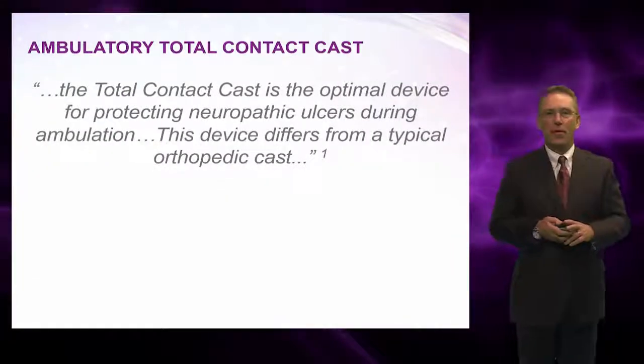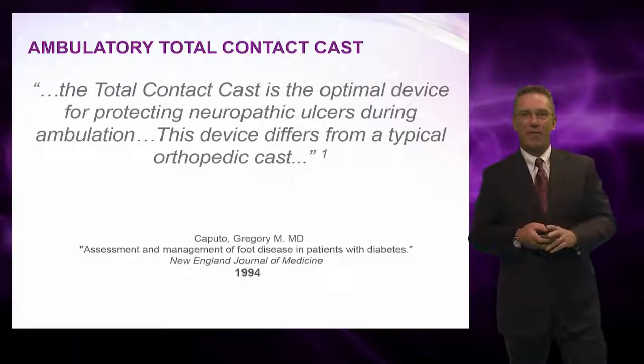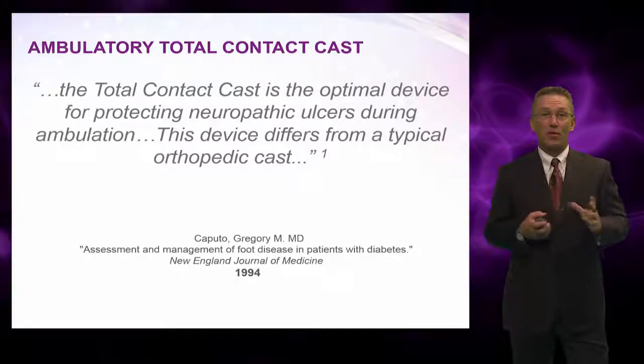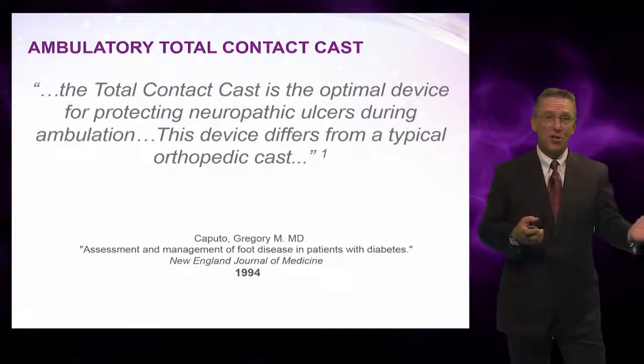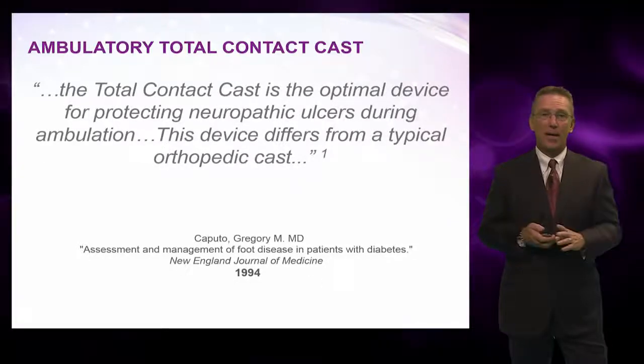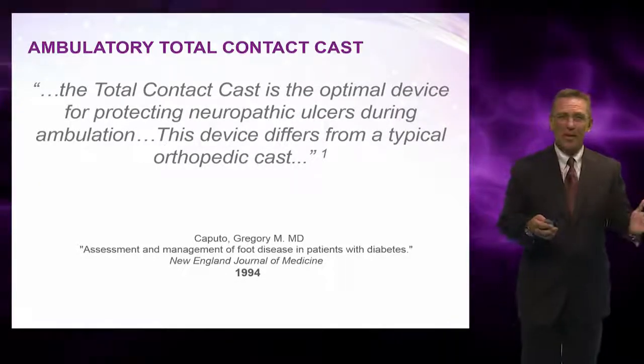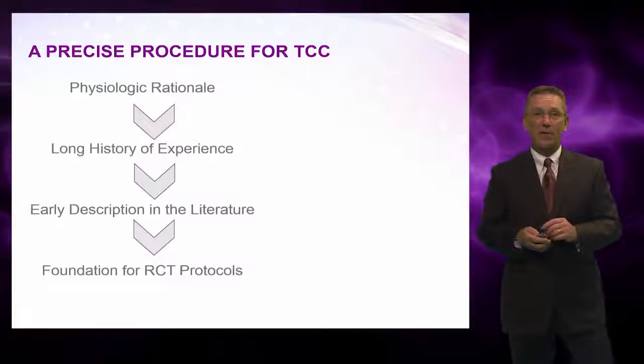So an interesting quote came from approximately 20 years ago. It came from Dr. Caputo, and he said the total contact cast is the optimal device for protecting neuropathic ulcers during ambulation, and it differs from an orthopedic cast. And this was 20 years ago. So how does it differ?